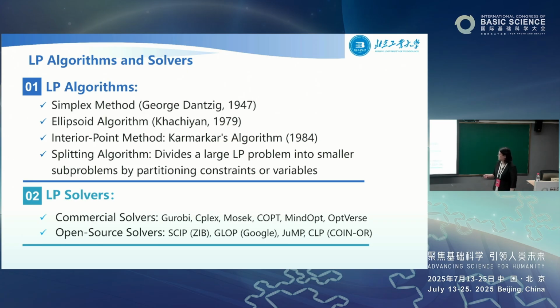For today's LP solvers, we have commercial solvers such as Gurobi, CPLEX, MOSEK, and COPT. This is from a Chinese company, and MindOpt is from Alibaba, and OptVerse is from Huawei. We also have open source solvers. The first one is SCIP, from the Zuse Institute in Germany, and GLOP is from Google Research, and JuMP, this is from the Julia group. And CLP is from Lehigh University. So you can see these are still very hot topics in our optimization area.